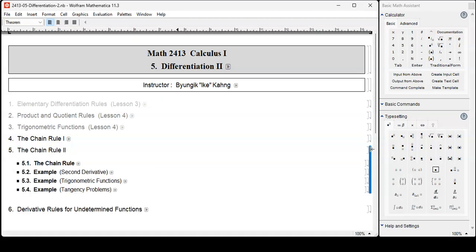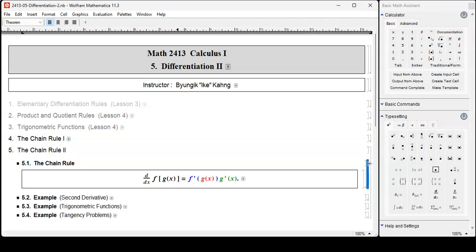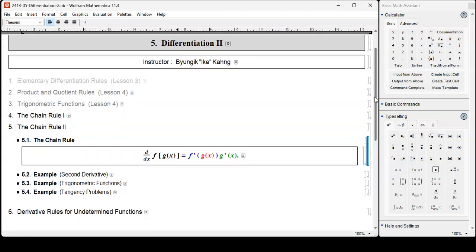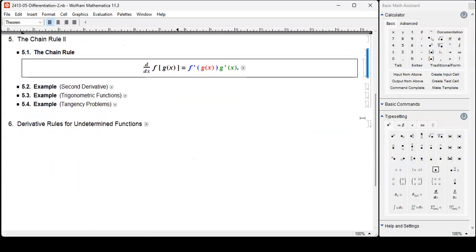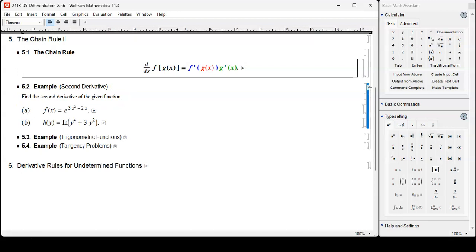Okay, how about section 5? Here's a reminder. We are dealing with chain rule here. Now let's focus upon the second derivative computation. Calculate the derivative, and that derivative function is a function. Take the derivative of that once more. That's the second derivative function. So how do we work it out?